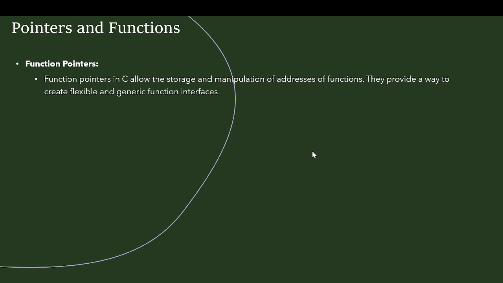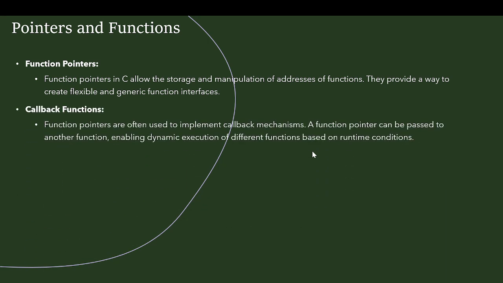Function pointers allow the storage and manipulation of addresses of functions. We know that functions are also stored in memory. They provide a way to create flexible and generic function interfaces. Function pointers are used to implement callback mechanisms. When a function pointer is passed to another function, dynamic execution is possible. Sometimes different functions are to be executed, which is decided during runtime.